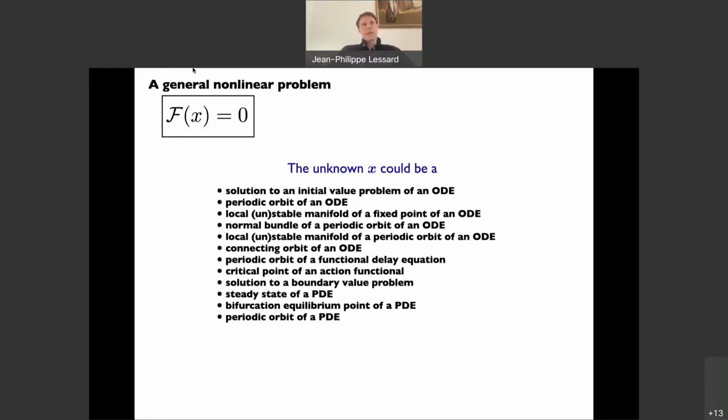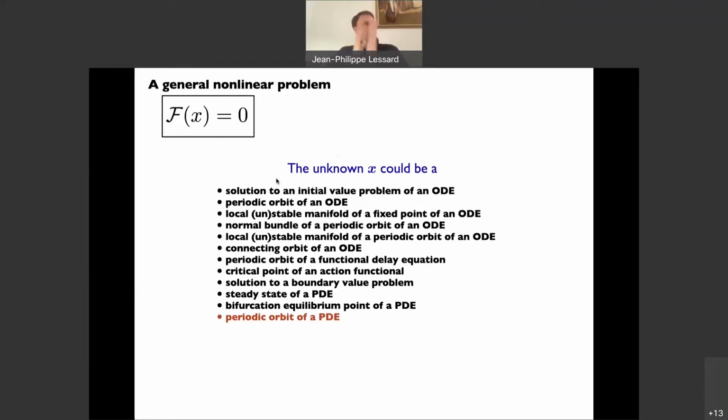So for me, I've been studying over the last 20 years, maybe, solutions to ODEs, to delay differential equations, so periodic motions, equilibrium solution, invariant manifold, and so on. So X could represent a lot of different things. And of course, we use the computer, so we use some tools from approximation theory. So for instance, in our context today, X will be representing a periodic orbit.